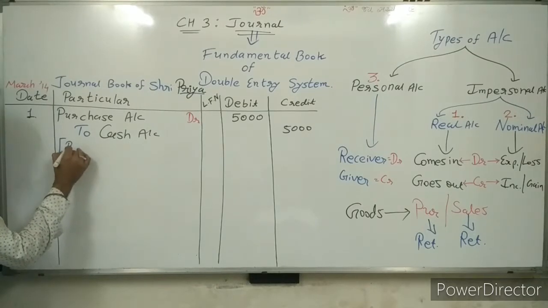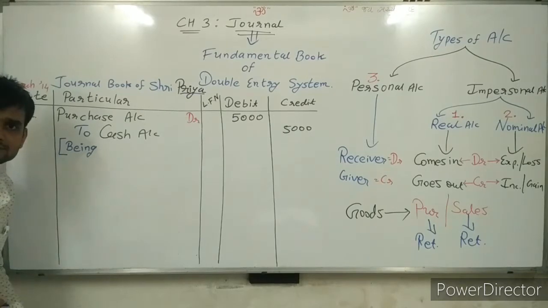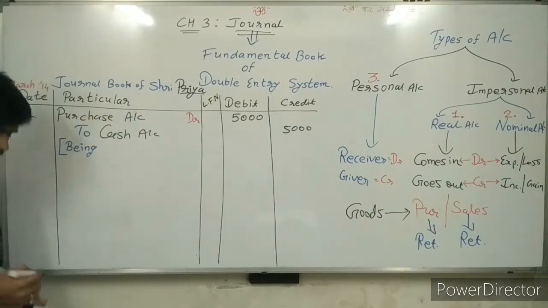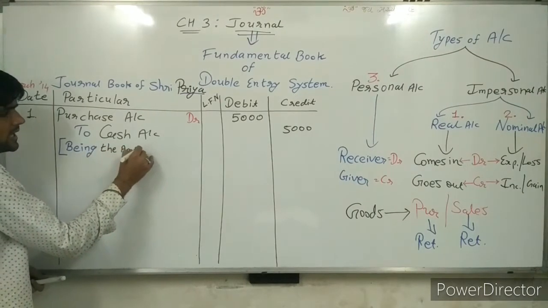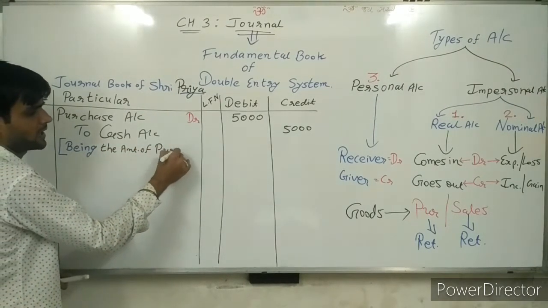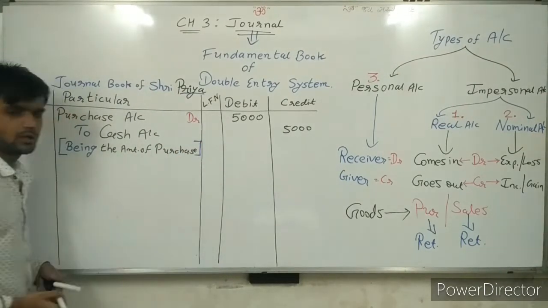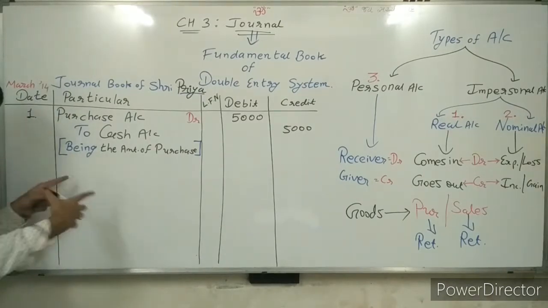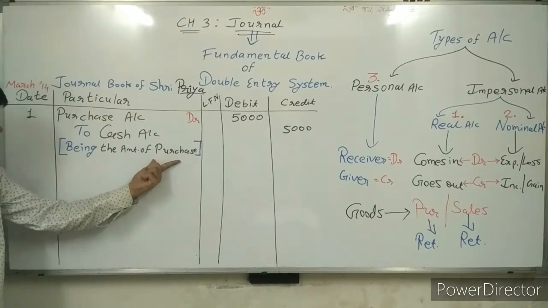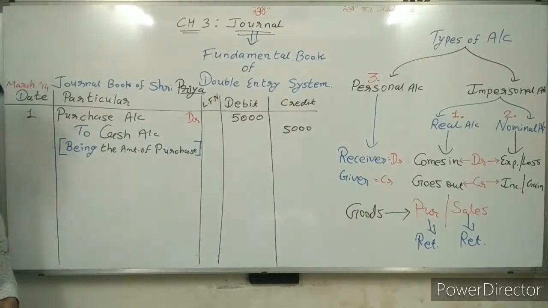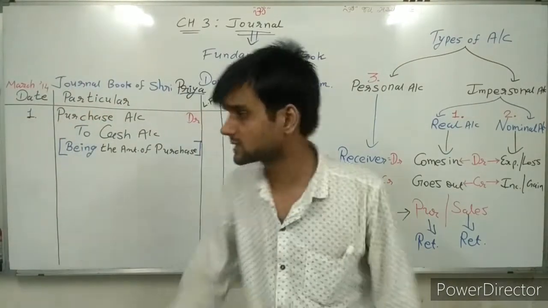Here I am writing being. Now being the amount of purchase. Which transaction is it? It is a transaction of purchase, being the amount of purchase. In short, here we are writing information about the transaction, and that is compulsory to write.